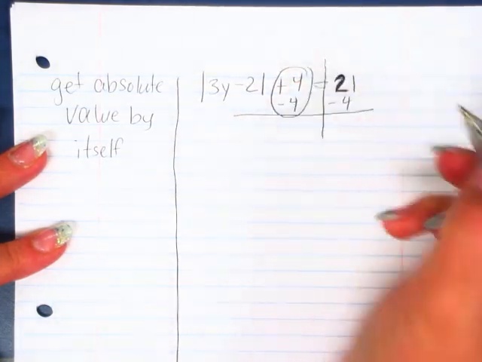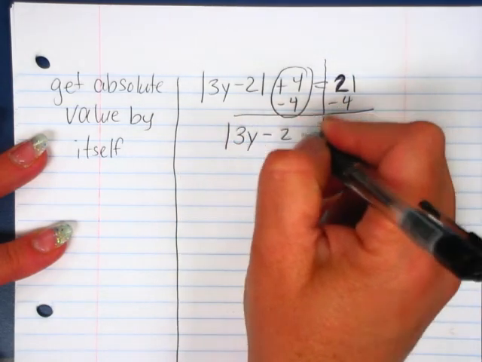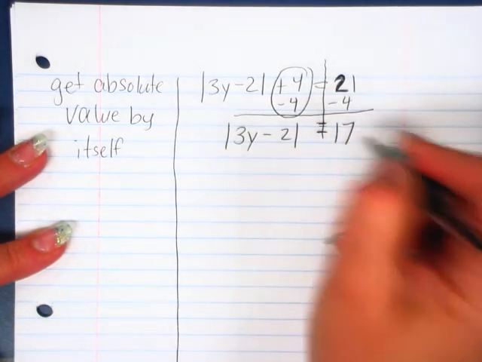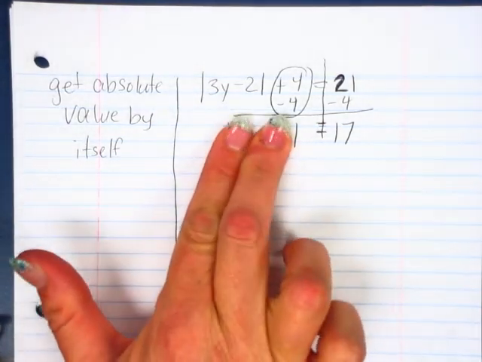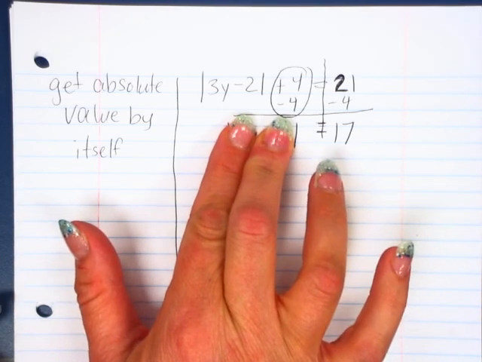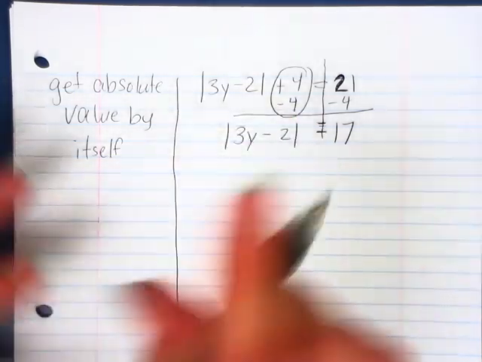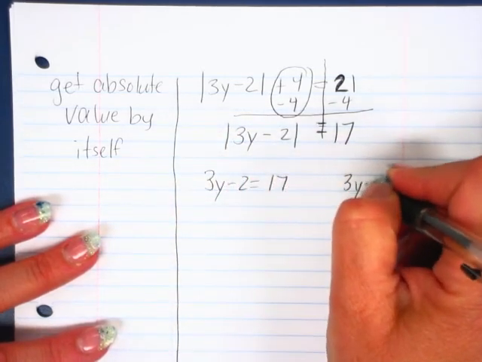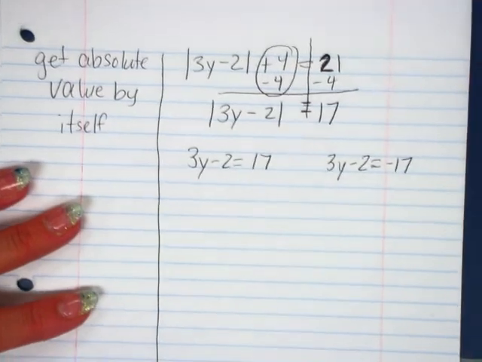0 is what I get here, and 0 plus this would be the absolute value of 3y minus 2 equals 21 minus 4, which is 17. Okay, so now, again, we know that if we can put inside of these absolute values the answer of 17 or negative 17, we would get what we wanted. So the absolute value of 17 is 17. The absolute value of negative 17 is 17. So we're going to take 3y minus 2 and make it equal to 17, and 3y minus 2 and make it equal to negative 17. Now, with that being done, let's go ahead and solve the equation.